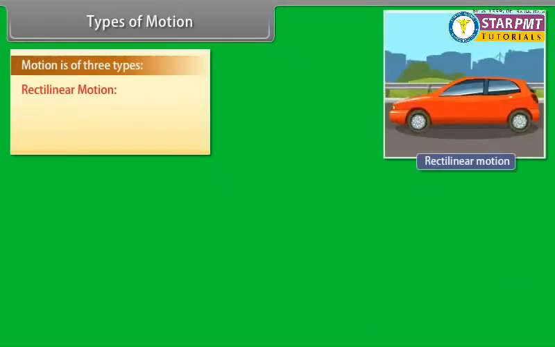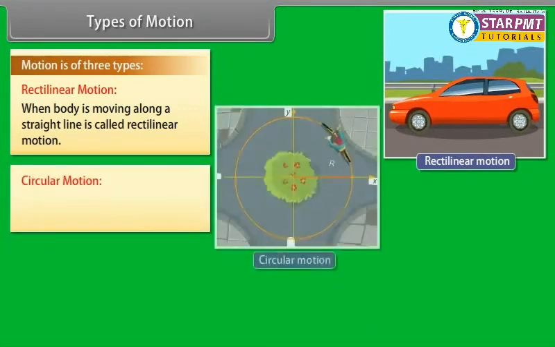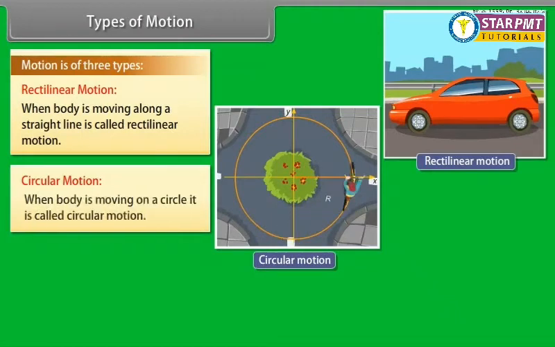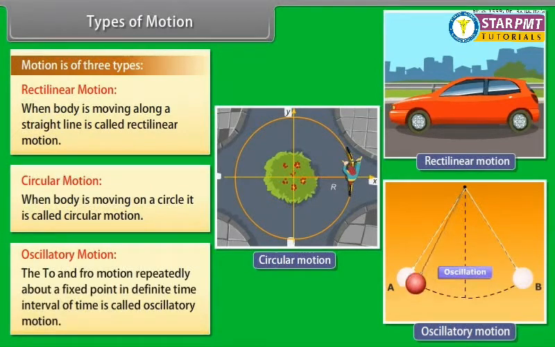Types of motion. Motion is of three types. 1. Rectilinear motion. When a body is moving along a straight line, it is called rectilinear motion. 2. Circular motion. When a body is moving on a circle, it is called circular motion. 3. Oscillatory motion. The to and fro motion repeated about a fixed point in a definite interval of time is called oscillatory motion.